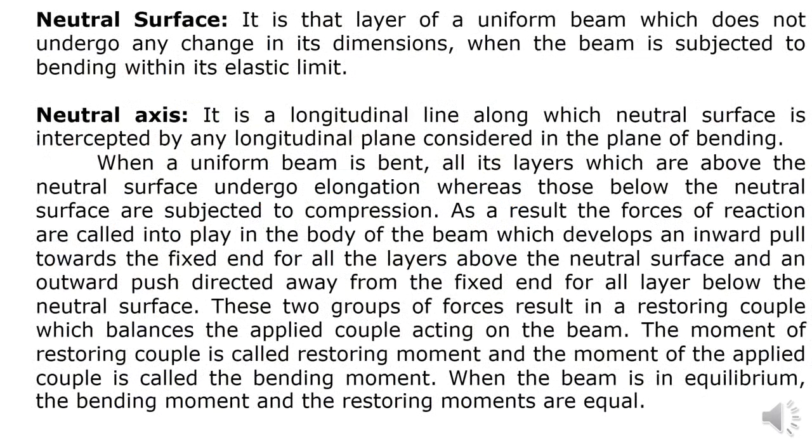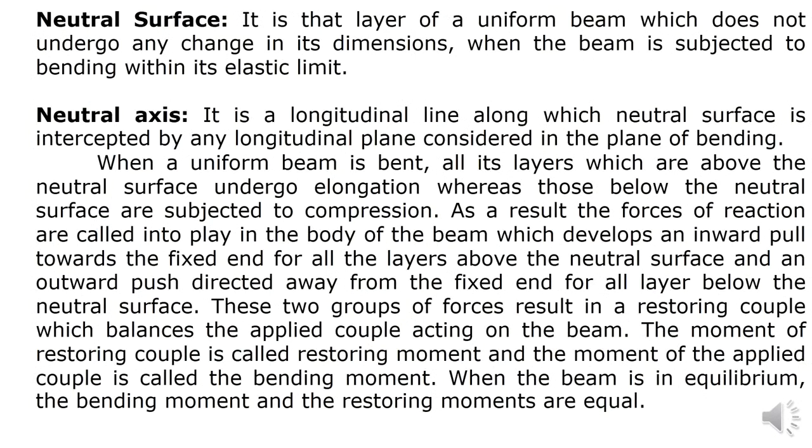Neutral surface. It is that layer of a uniform beam which does not undergo any change in its dimensions when the beam is subjected to bending within its elastic limit. Neutral axis. It is a longitudinal line along which the neutral surface is intercepted by any longitudinal plane considered in the plane of bending. When a uniform beam is bent, all its layers above the neutral surface undergo elongation, whereas those below the neutral surface are subjected to compression.